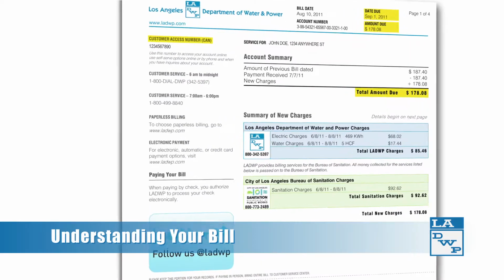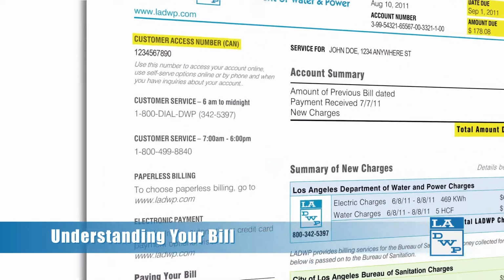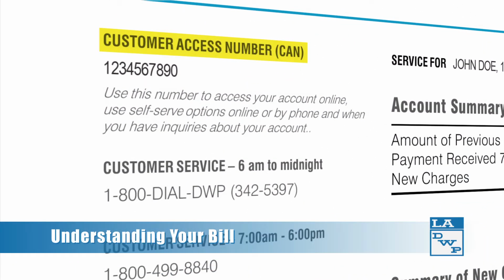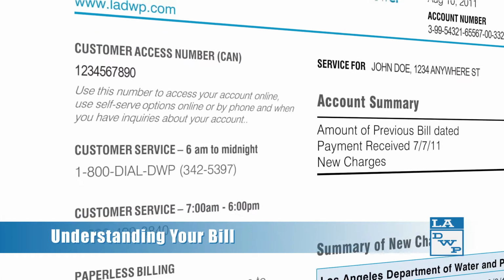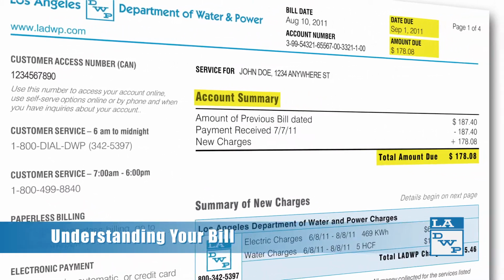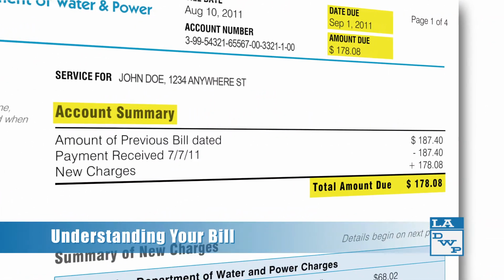Your customer access number is located on the upper left-hand corner of your bill. This number is important because you can use it as identification to access your account online and by phone. Your previous balance, payment, and current charges are conveniently displayed here in the account summary section.